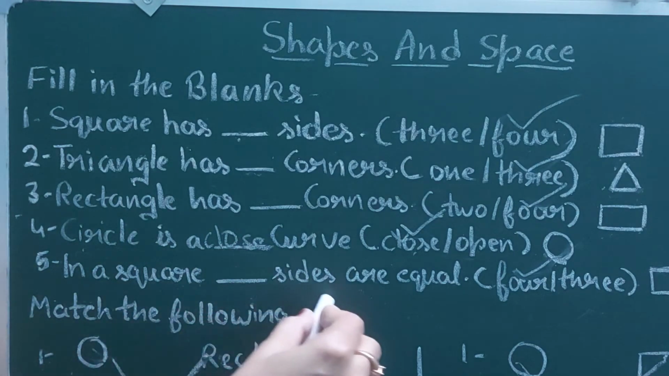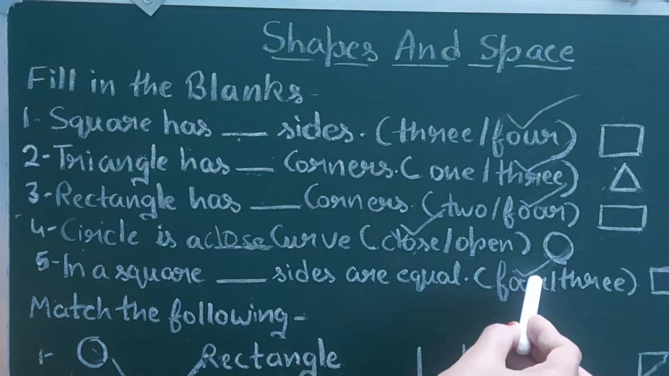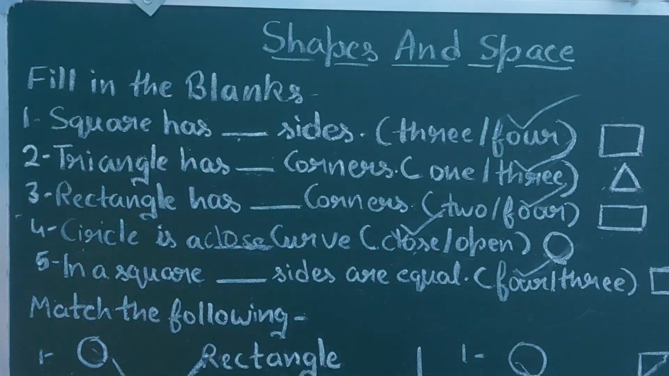Then in a square dash sides are equal, 4 or 3. And we all know in a square all the 4 sides are equal. So the 4 option is correct.